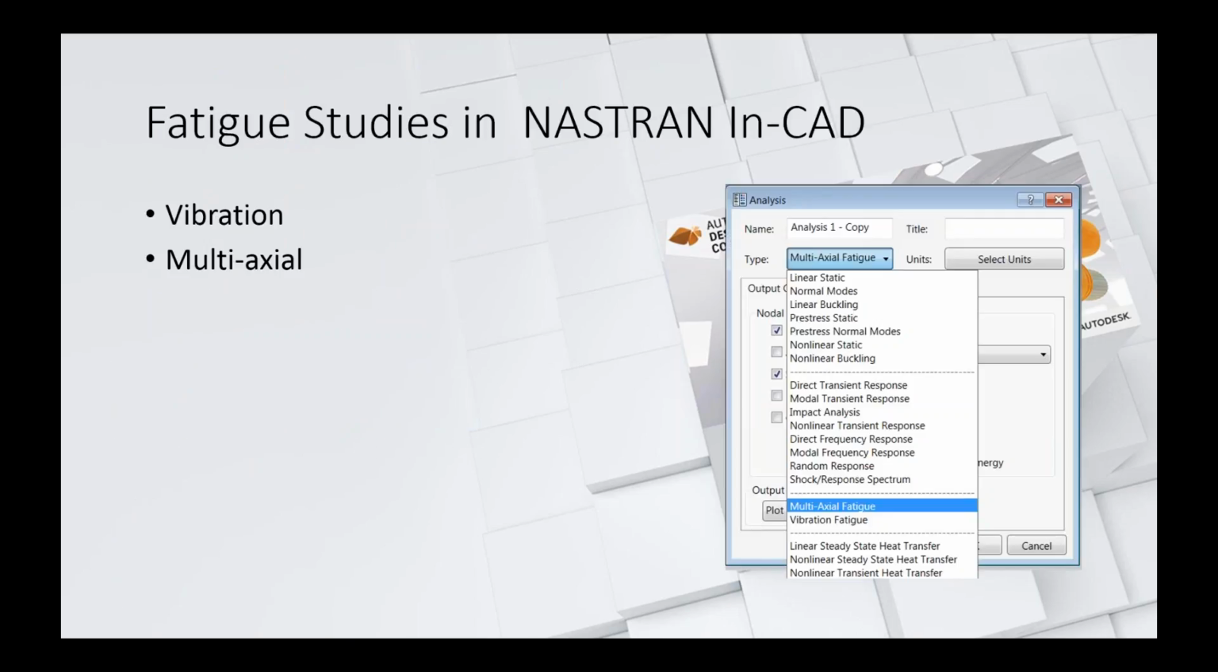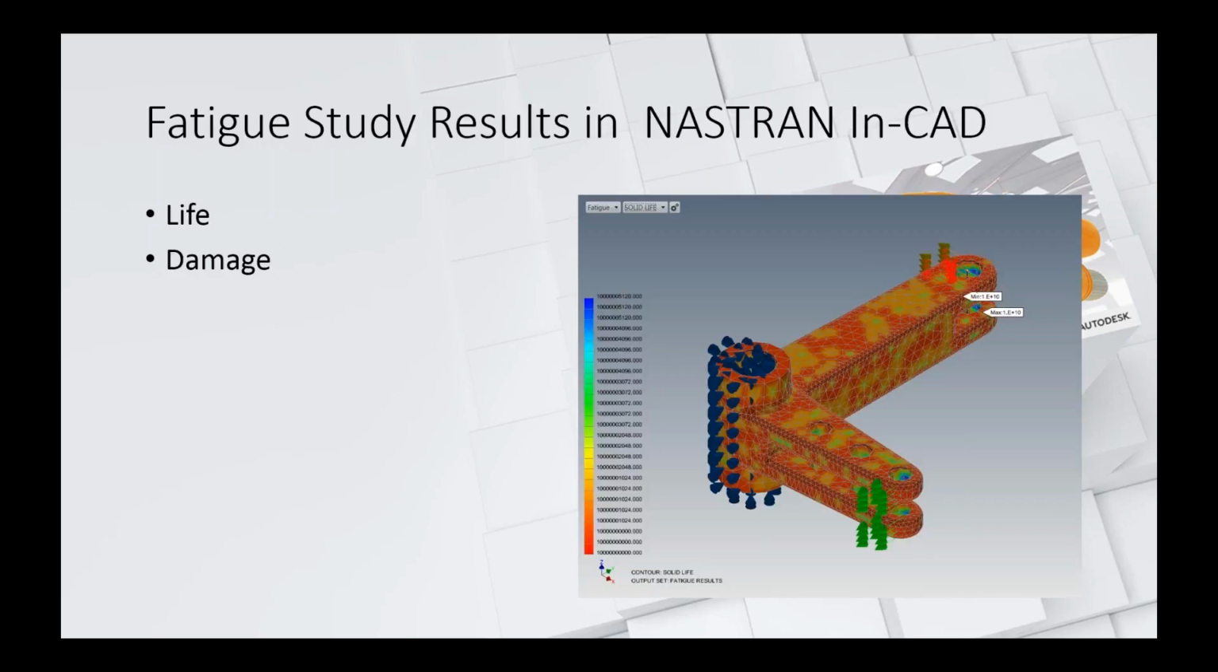So in Nastran, I can do fatigue based on vibration analysis. I can also do multi-axis fatigue based on the various loadings that would come from a static study. And then you apply the different material properties. How well does it live up to fatigue over its life? And what you didn't see come up in the background there is the classic cycle versus stress level life expectancy curves for materials. And that's a material property. So aluminum will be different than steel.